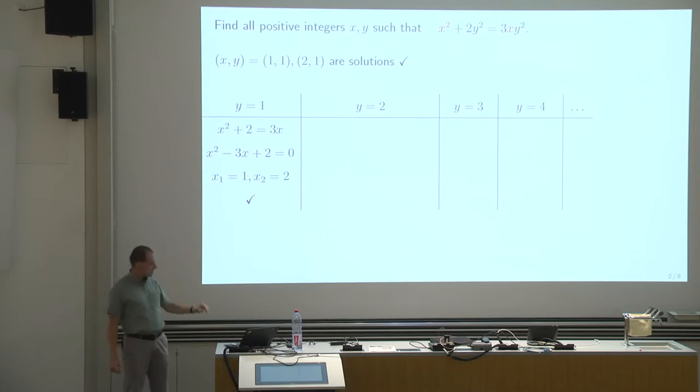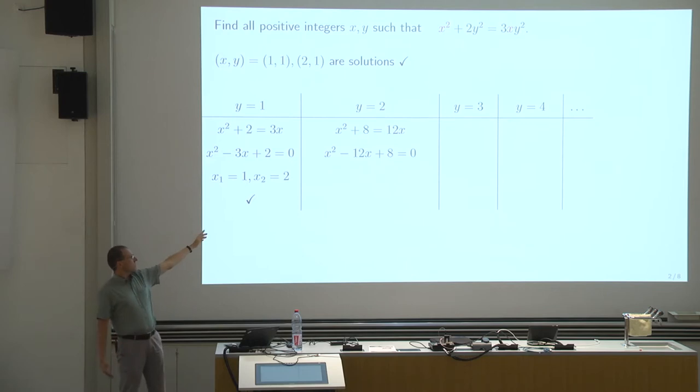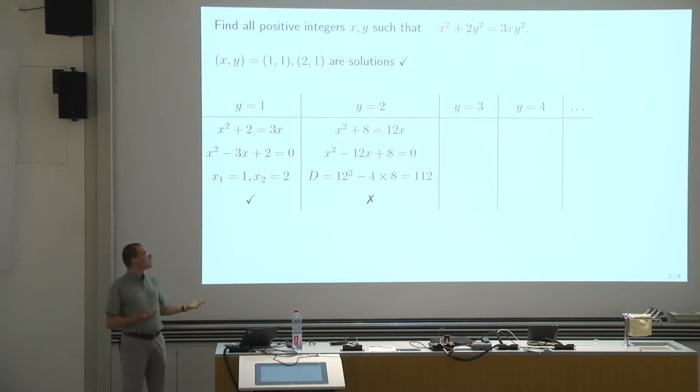Now let's try y equals 2. When y is equal to 2, 2y squared becomes 8. x squared plus 8 equals 12x, because it's 3 times x times 4. Bring everything to the left. Now you will have a hard time thinking of two integers with product 8 and sum equal to 12. So what you do now is find the discriminant: not a perfect square, so not a solution. With y equals 2, you cannot have solutions for x.